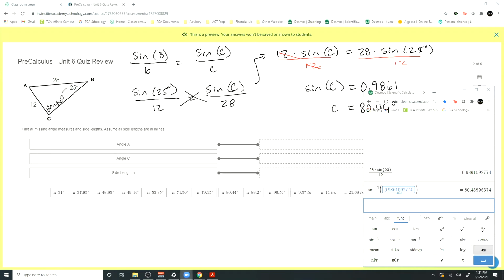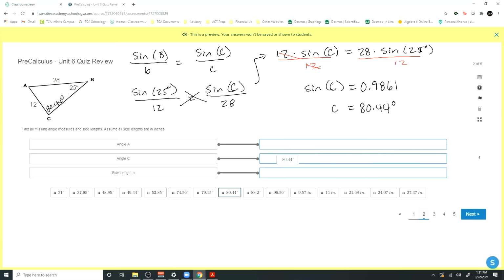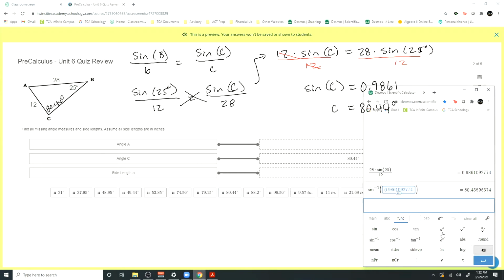Put that in the picture and drag and drop that answer there. Once you know two angles, you can find the third one pretty quickly. Do that by taking 180 and subtracting your two known angles. Subtract 25 and now subtract the 80.44, which we just found. And angle A is 74.56 degrees.